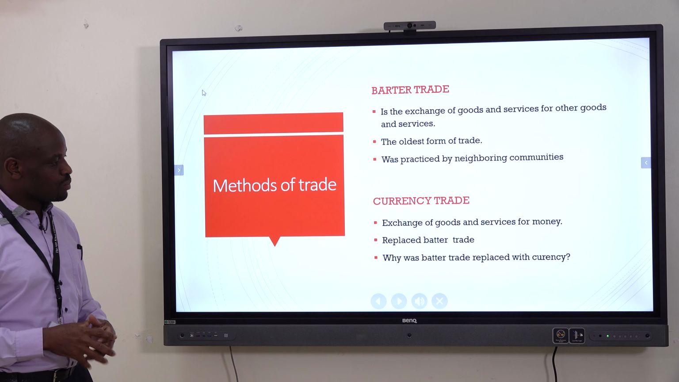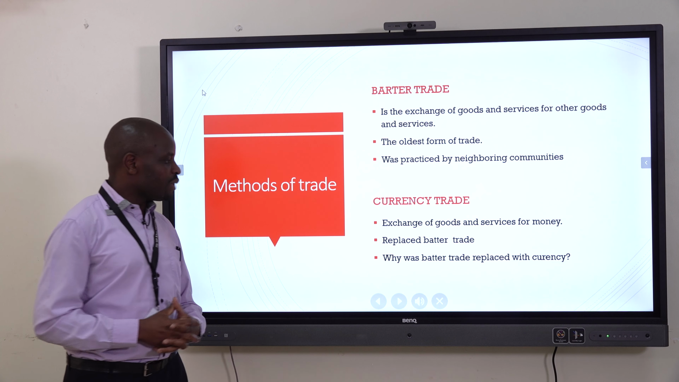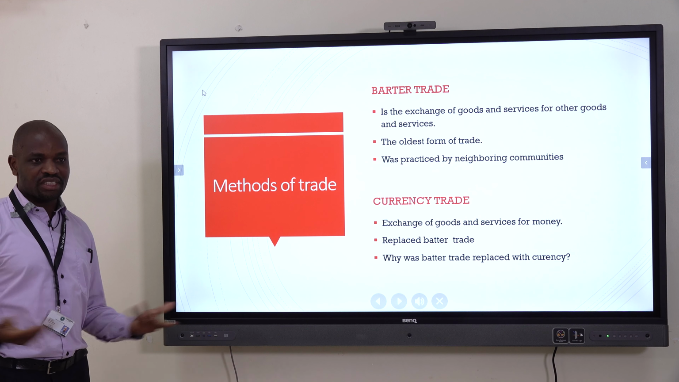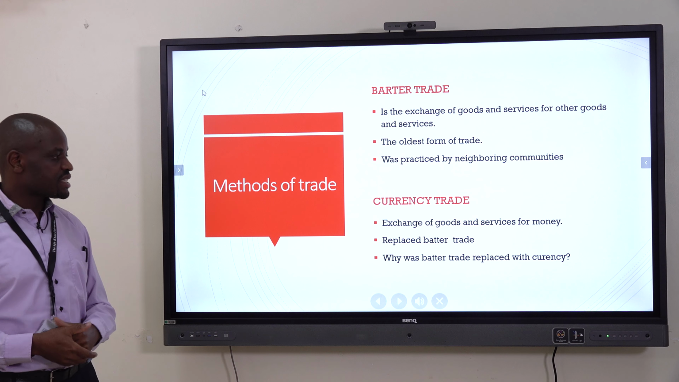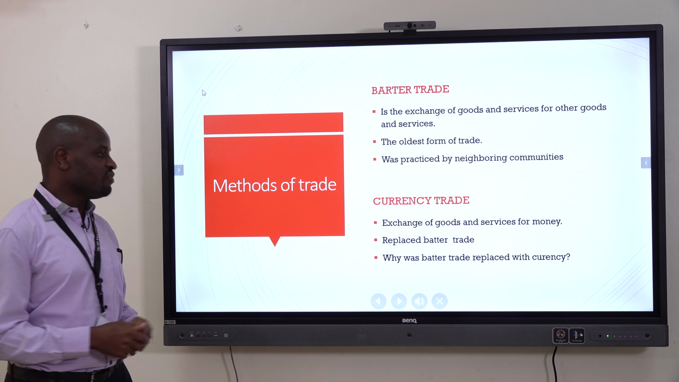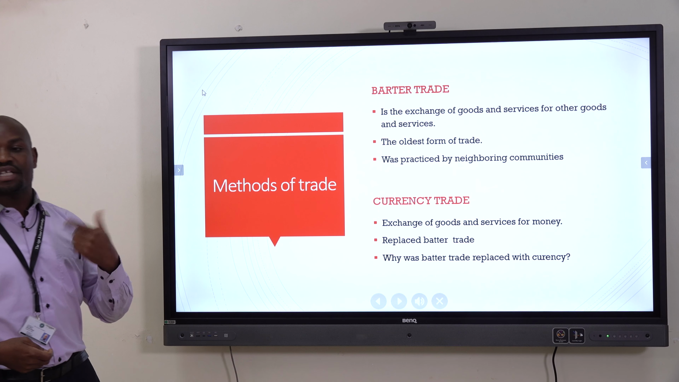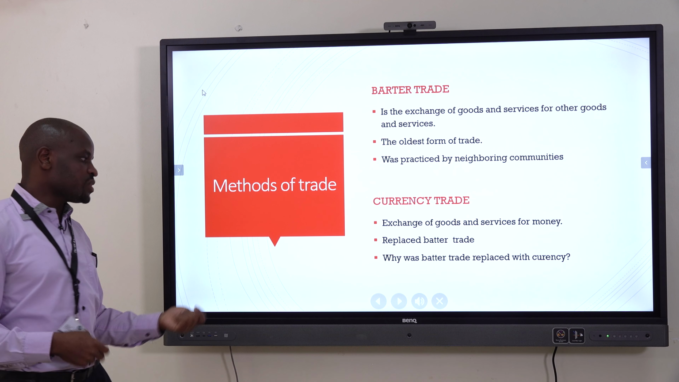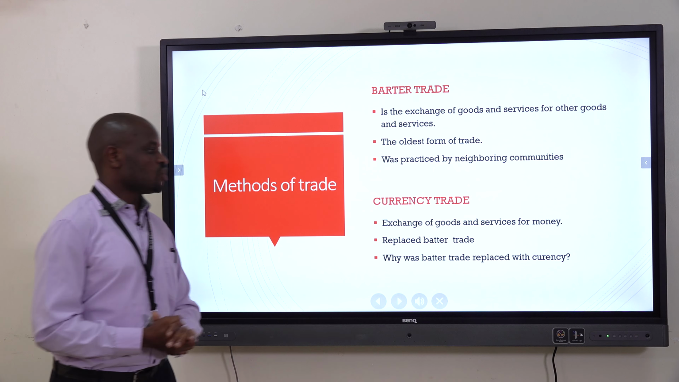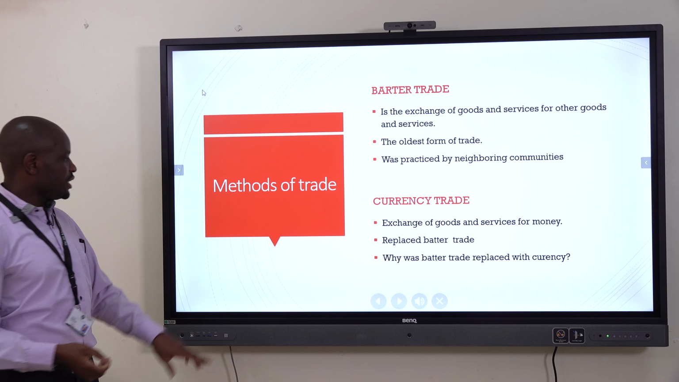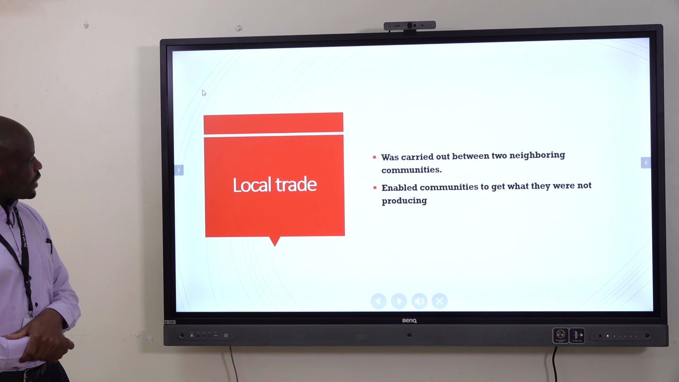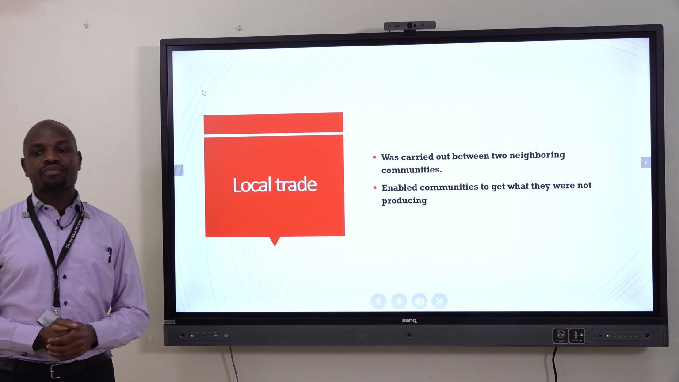And then we have a small task here. Why was barter trade replaced with the currency? When dealing with this task, you just have to give the benefits that money has over the barter, where they were exchanging goods for goods, and now we are exchanging goods with money. Okay? Then we have the types of trade.